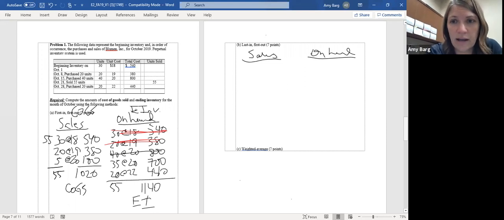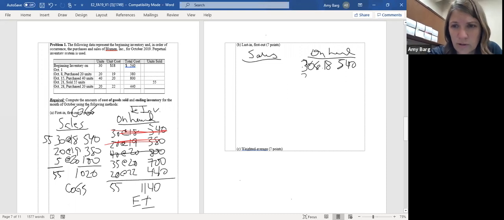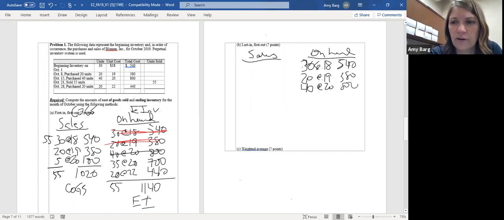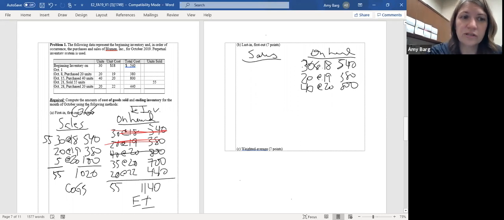And we're going to have the same inventory. Same things happened, right? On October 1st, we started with 30 units that were worth $18 for 540. And then on October 8th, we purchased 20 more units for $19 a piece for 380. And then on October 15th, we purchased 40 more units at $20 a piece for 800. And now October 21st comes along and we are selling 55 units.